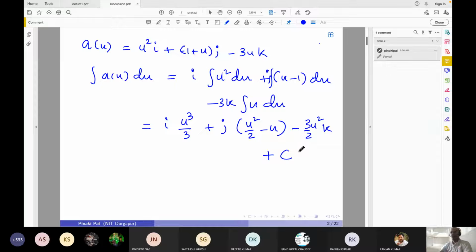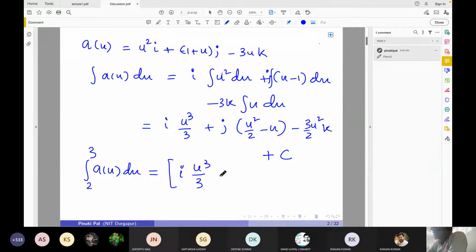So this is how we can evaluate indefinite integration, and if we are interested to evaluate this definite integration of A(u) du, this is equal to, simply we have to put the limits on this vector function: i u cubed by 3 plus j (u squared by 2 minus u) minus 3u squared by 2 k, and we have to put the limits 2 and 3. First we will put 3 and then we will put 2 and subtract. So if we put 3, then what we will get?